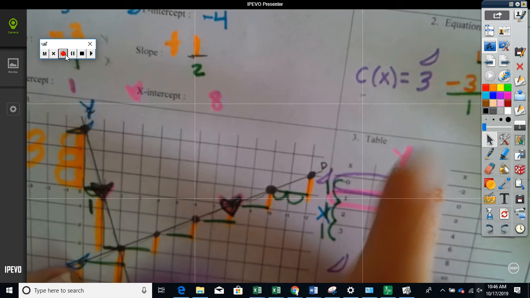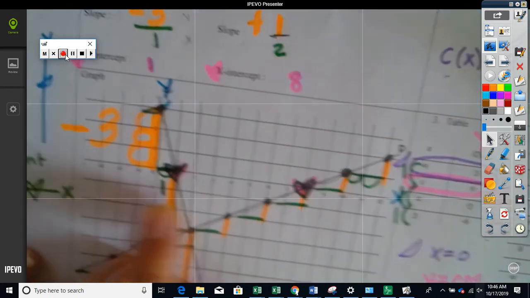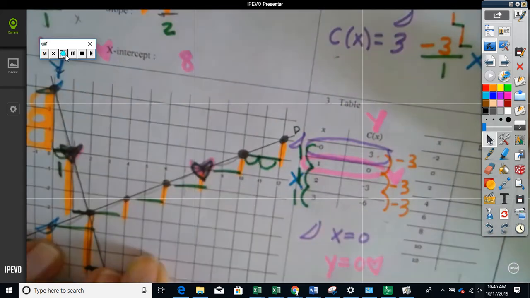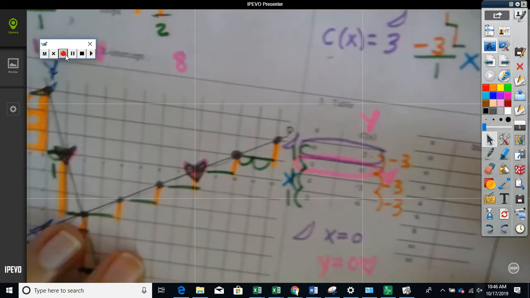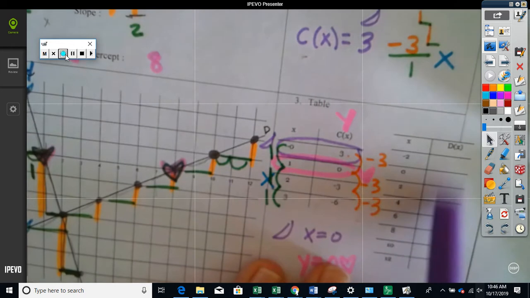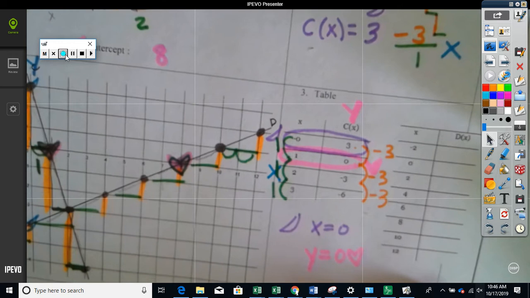And you can see negative 3 over 1, negative 3 over 1. It's the same thing the entire time. If you're not getting the same thing every time, it might mean that you're doing it wrong. Now, let's do D. Please fill in the table for D. So if you already have your points, then it should be easy.